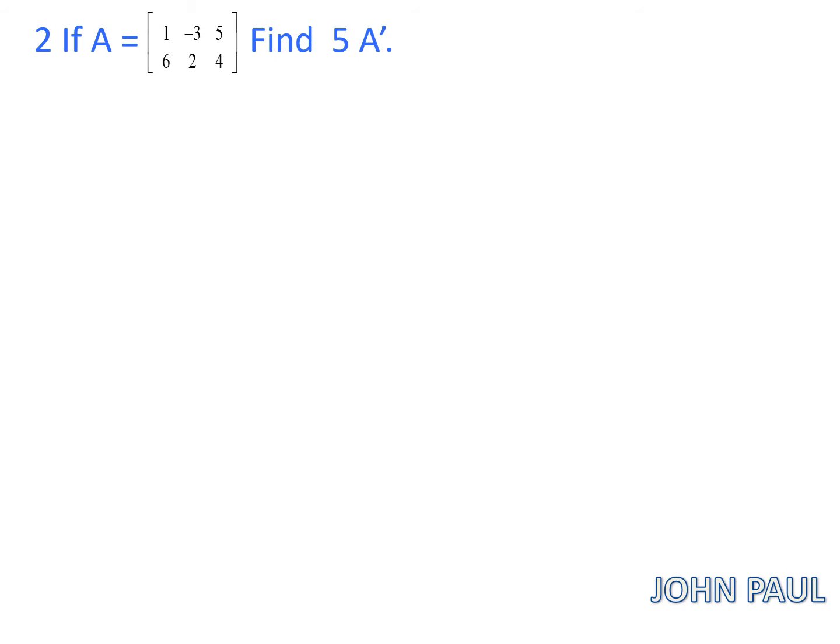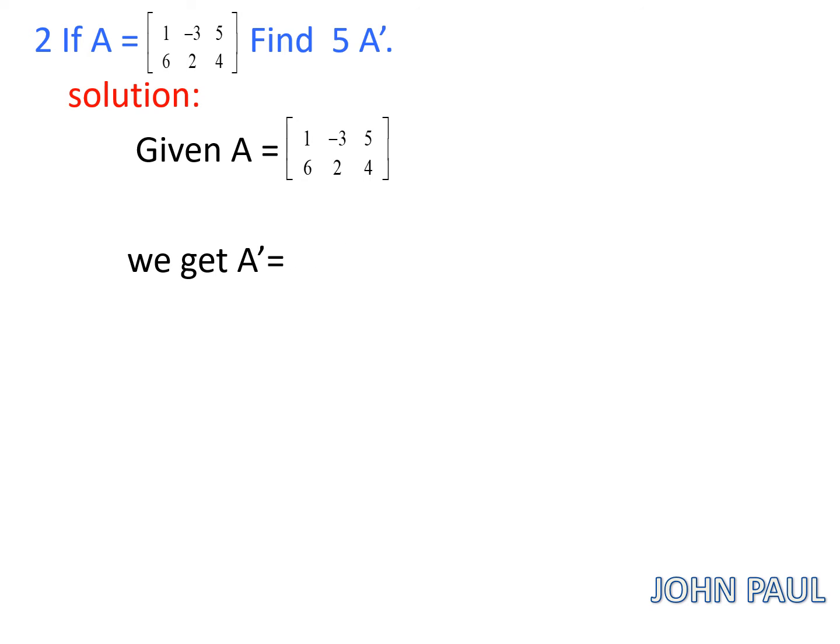Second problem: if A is given, find 5A transpose. Solution: given A equal to [1, -3, 5; 6, 2, 4]. We get A transpose equal to, we know to change the rows to columns. Take the first row, we'll change to first column. Second row to second column. This is known as the transpose of the matrix.